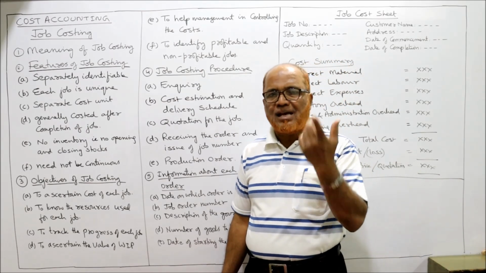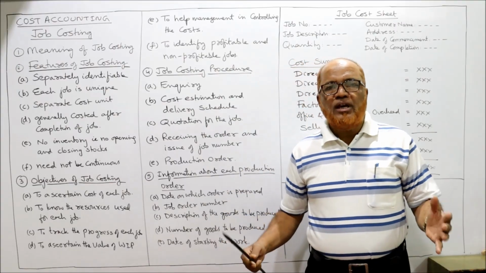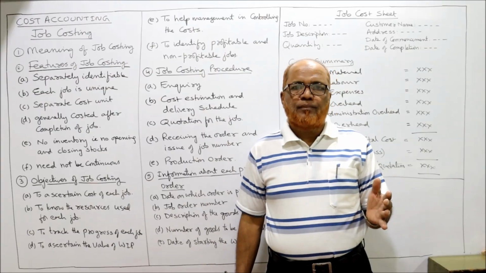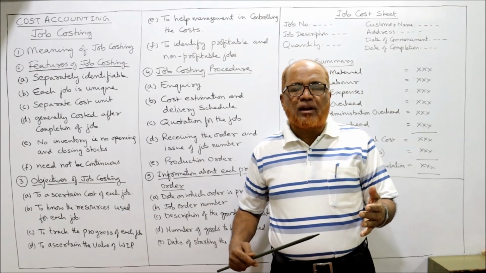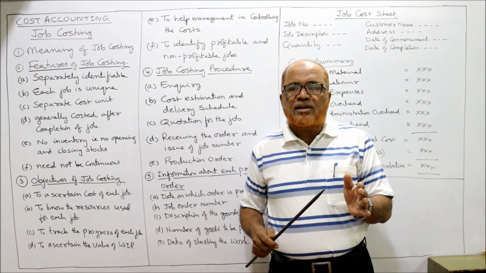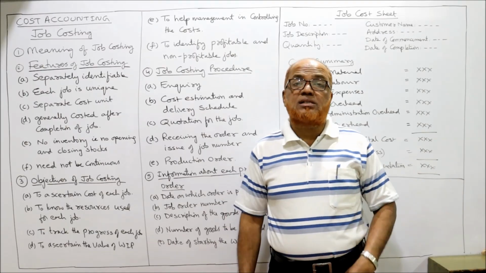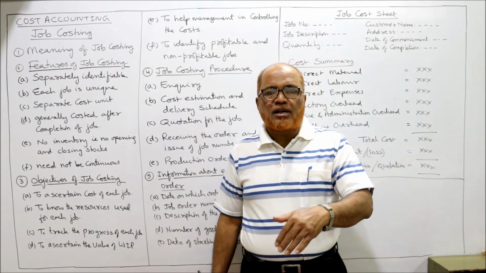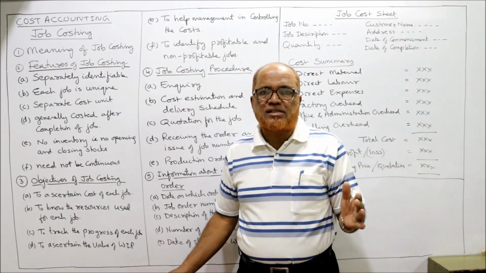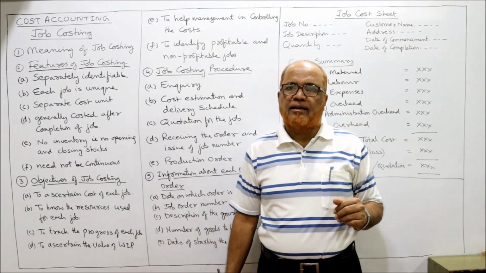I'll give you a small example to make you understand. Suppose we are the manufacturers of furniture. So we are manufacturing furniture not for the purpose of stock, but only on the order of the customer. So first of all, when the customer comes, he will place an order. He will say, I want a sofa set, I want a dining table, like that.